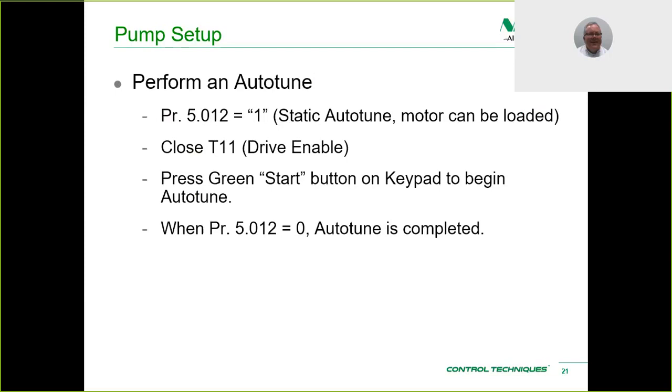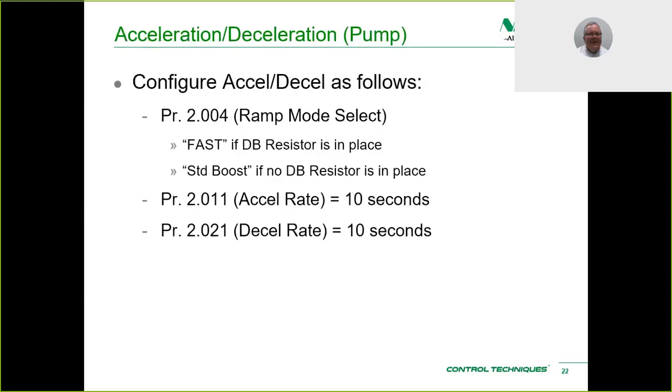Then close the drive enable. Since I'm running in keypad mode today, in my example, I press the green start button on the keypad and my auto-tune will run. If you've got it set up in preset speed mode or analog velocity mode, whatever you have, then you would need to give it the run forward, which is menu 6 parameter 30. Once the static auto-tune is completed, you'll see menu 5 parameter 12 revert back to 0. That way you know you're done.